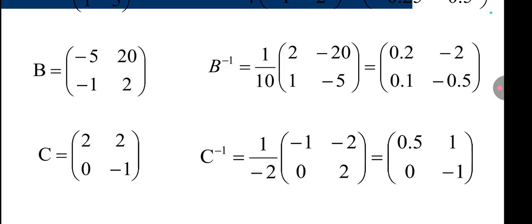Multiplying AD, we get minus 10. Minus BC: when you multiply B and C values, you get minus 20. So already we have one minus in the formula. So minus 10, minus into minus, plus 20. When you solve this, we have 10. So 1 by 10 into adjoint.